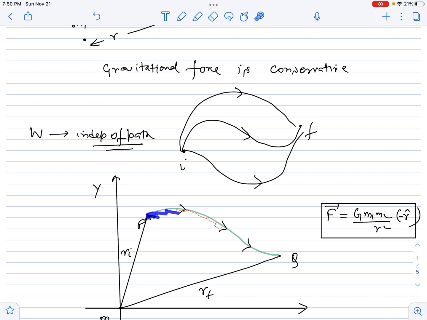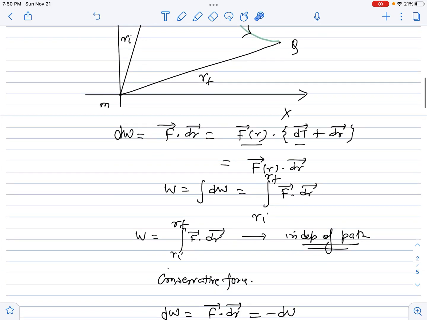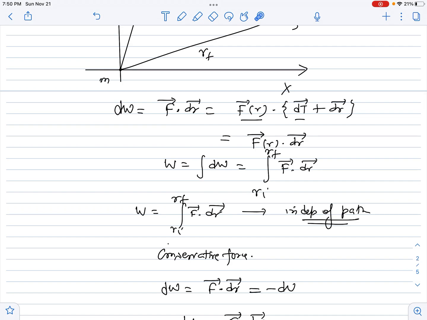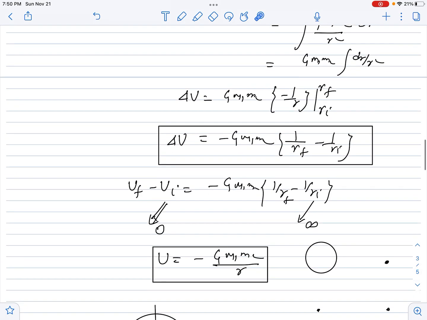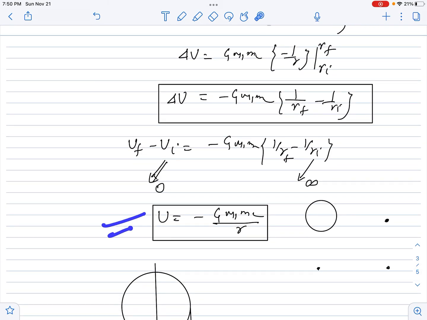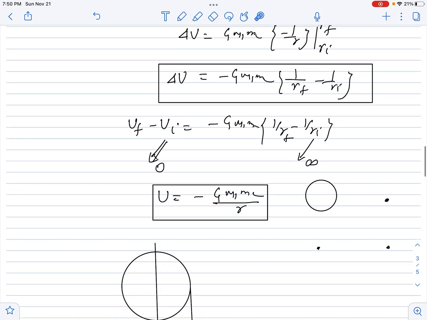If you are moving in this direction, definitely the work done by gravitational force will be 0 because you are moving along the tangent. And if you are moving along the radial direction, work done must be there. Here I told you that the work done between force and displacement along the tangent must be 0. Work is done only when particles are shifted along the radial direction. So we found the gravitational potential energy expression as U equal to minus G m1 m2 by r.